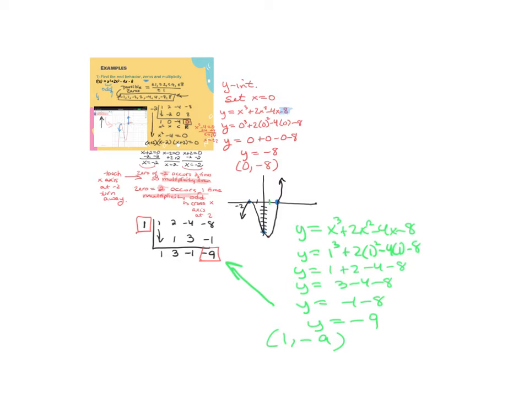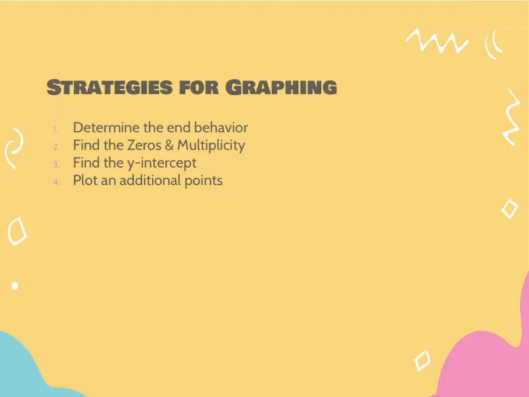All right, so here are the strategies for graphing. Determine the end behavior by looking at the exponent, see if it's even or odd. Find the zeros like we've been doing all along. Then determine their multiplicity, so you know if the graph crosses the x-axis at that zero or not. Find the y-intercept, and then get your additional points. Let's try another one.